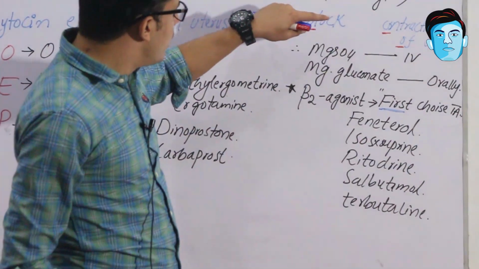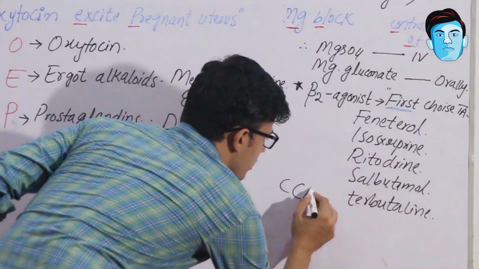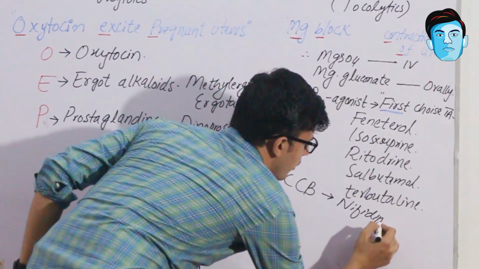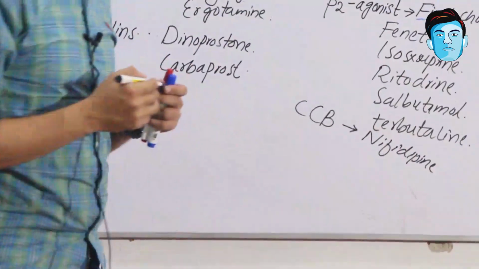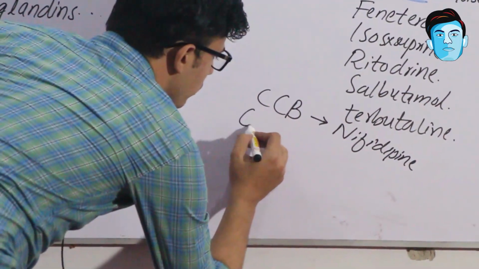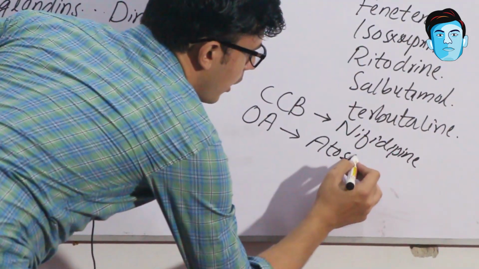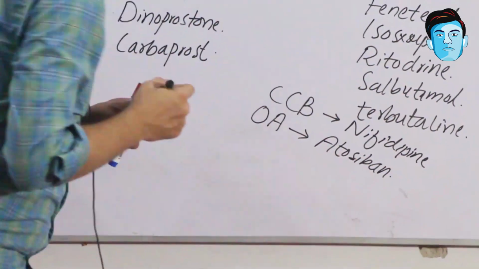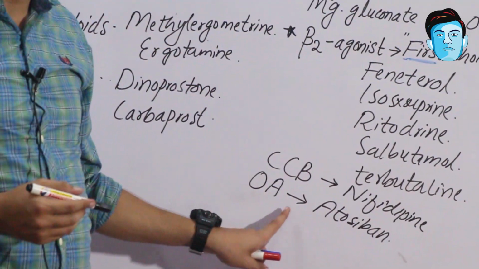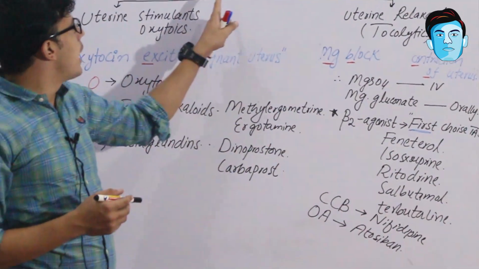Now if we see the C, that is calcium channel blockers. Out of the calcium channel blockers, it is nifedipine. Nifedipine is the only calcium channel blocker that is a tocolytic. And O stands for oxytocin antagonist, containing atosiban. So students, this is all about the drugs acting on the uterus.